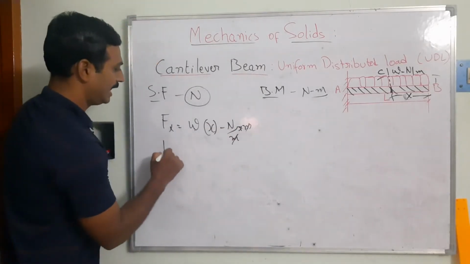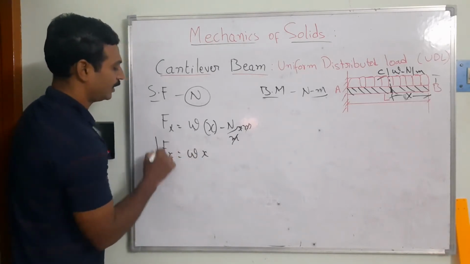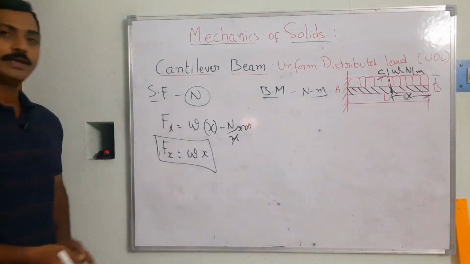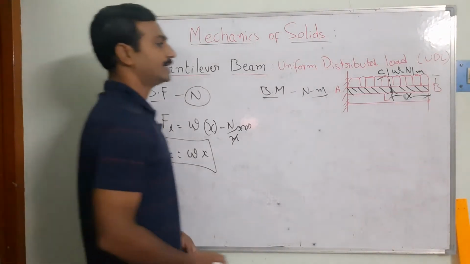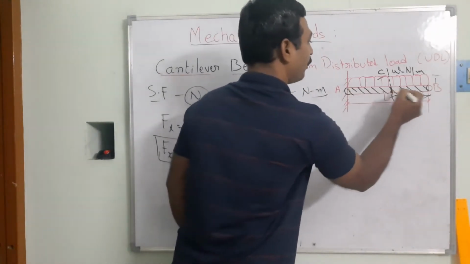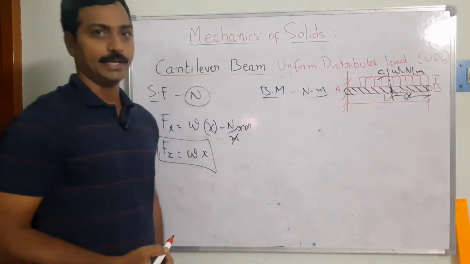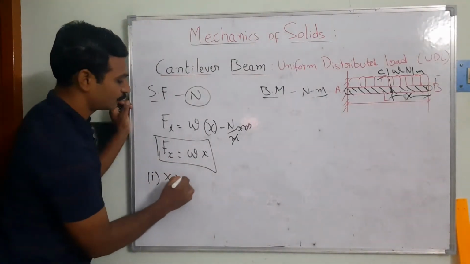Then finally Fx is equal to the load into the distance, we got it. So can you see? From this one, I can find out the different parameters. What is the shear force at B and shear force at A, or at any point of the section, I can calculate.